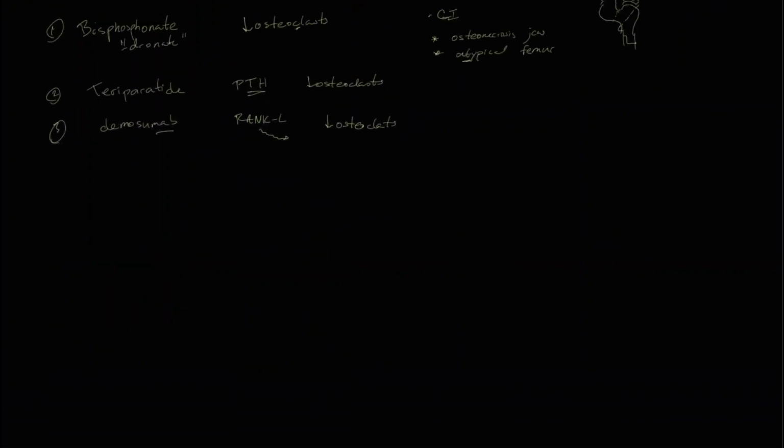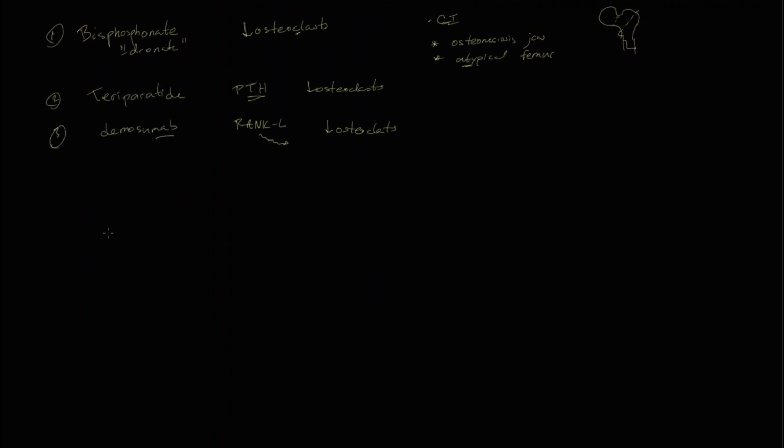As a segue for bisphosphonates, which is quite interesting, bisphosphonates are the first line treatment for osteoporosis, but it's also first line treatment for a disease called Paget's disease. Now they seem slightly random, but these diseases are actually very similar. They're both similar in that they both start by overactive osteoclasts.